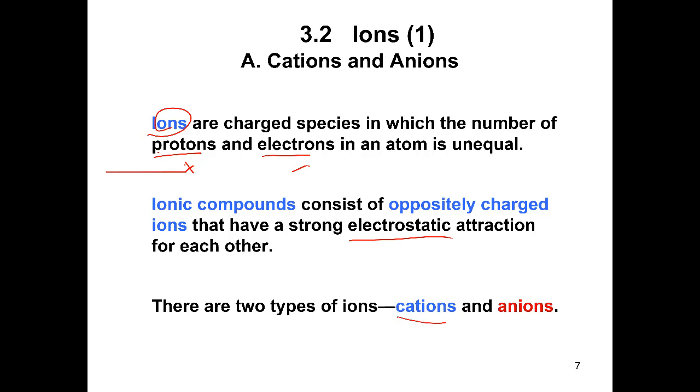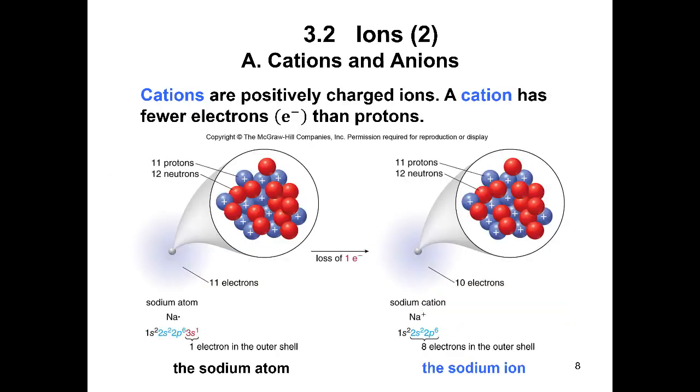As I said, they can either be positively charged, which we call cations, or negatively charged, which we call anions. And I remember these because a cation has a big plus in the middle of its name. So a cation is positively charged, and an anion is negatively charged. So the cations have fewer electrons than protons.